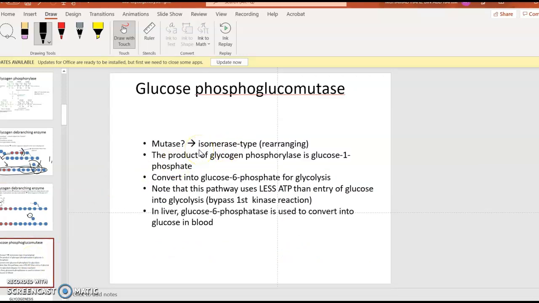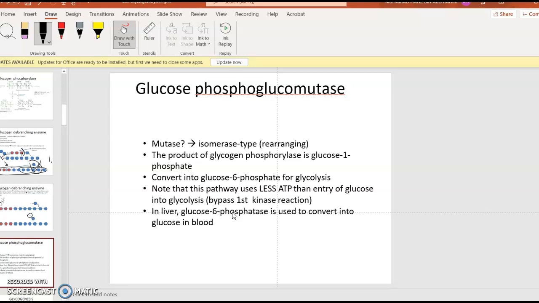So the last one is, like I told you before, phosphoglucomutase. The product of glycogen phosphorylase is glucose 1-phosphate, so it needs to be converted into glucose 6-phosphate for glycolysis. Note that this pathway uses less ATP than the entry of glucose into glycolysis. What does it mean by this sentence?